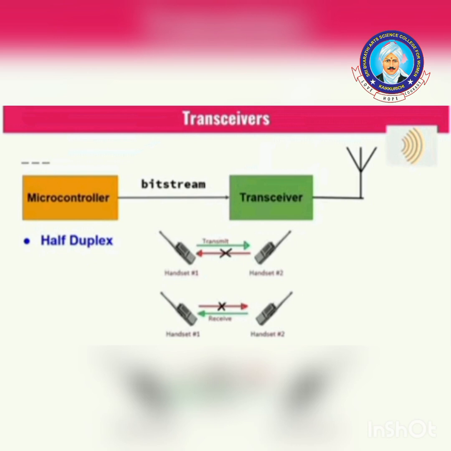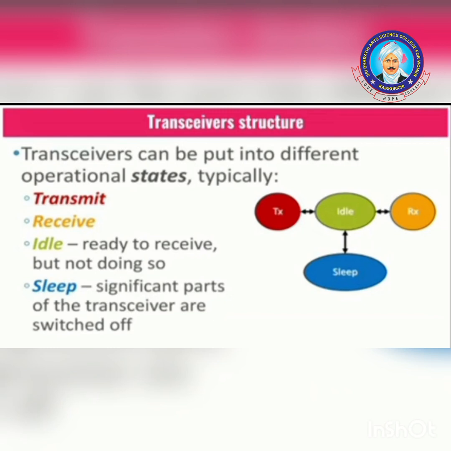If the transmitter is active, the receiver is in the idle state. It is called half duplex operation. It has 4 different types of operations: transmit, receive, idle. Idle means ready to receive but not doing so. Last one is sleep. A significant part of the receiver is switched off.